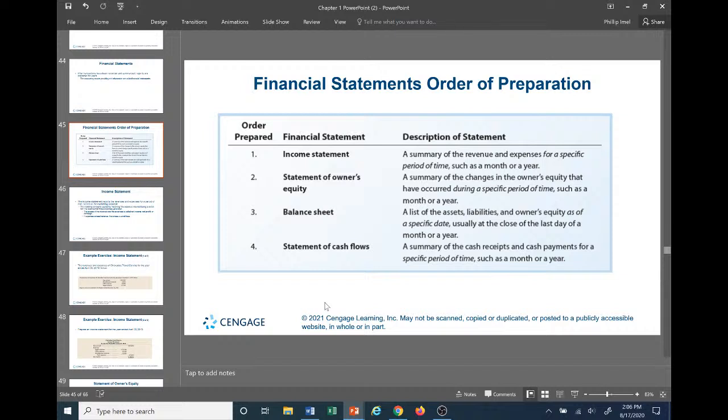You can see the little description on the right of what each of those statements is. The income statement, we'll start with that one. It's a summary of the revenues and expenses for a specific period of time, such as a month or a year. Recall, the income statement is for a specific period of time.